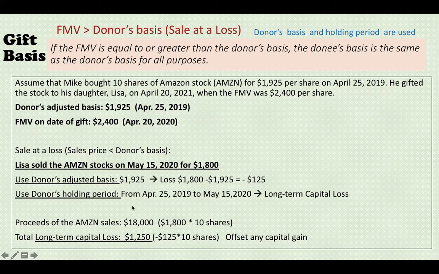So Lisa would get proceeds of $18,000. Then she has a long-term capital loss. She can use this long-term capital loss to offset any capital gains.